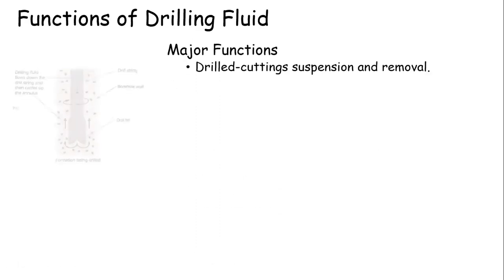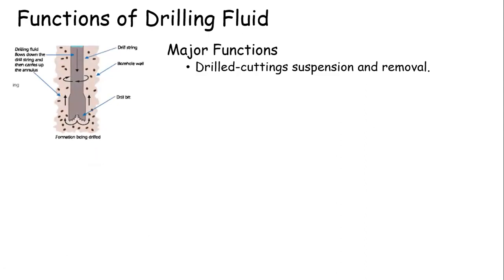Now let's look at the functions of the drilling fluid. We have the major functions, the minor functions, and then the other functions. The major function of any drilling fluid is to suspend and remove drilling cuttings. Drilling cuttings are what you see here. They are the rock particles that have been broken within the wellbore. You also have to get them out. So when you circulate your mud within the wellbore through the drilling string, it comes up through the annulus and washes up the rock cuttings. That is one of the major functions of every drilling fluid.